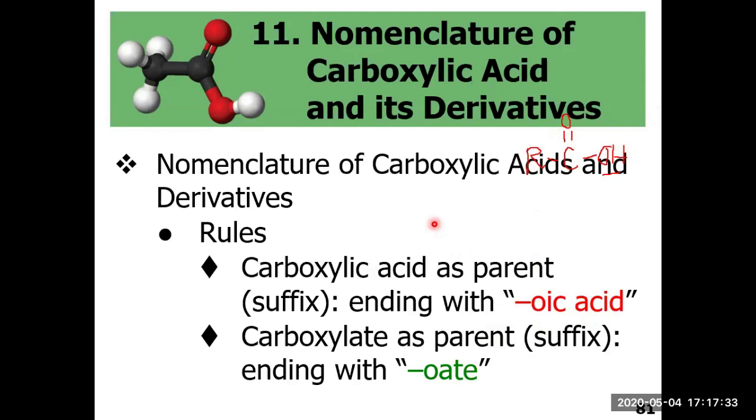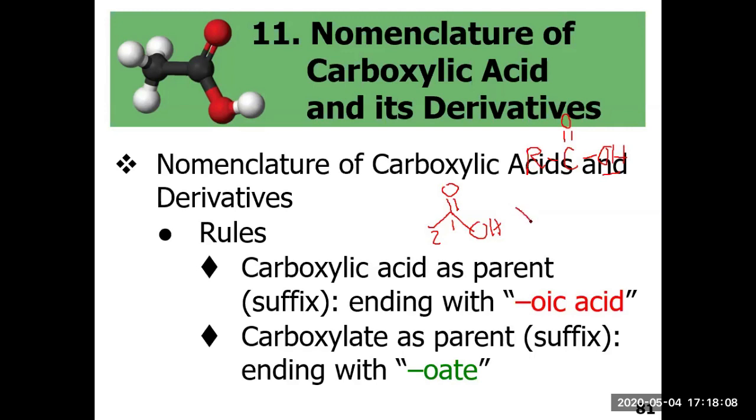If I have, for example, a 2-carbon carboxylic acid, we have something like this. This is 2-carbon, that is carbon 1, and that is carbon 2. This is known as ethanoic acid. So we follow the same way of naming, that is to replace the e with oic acid.